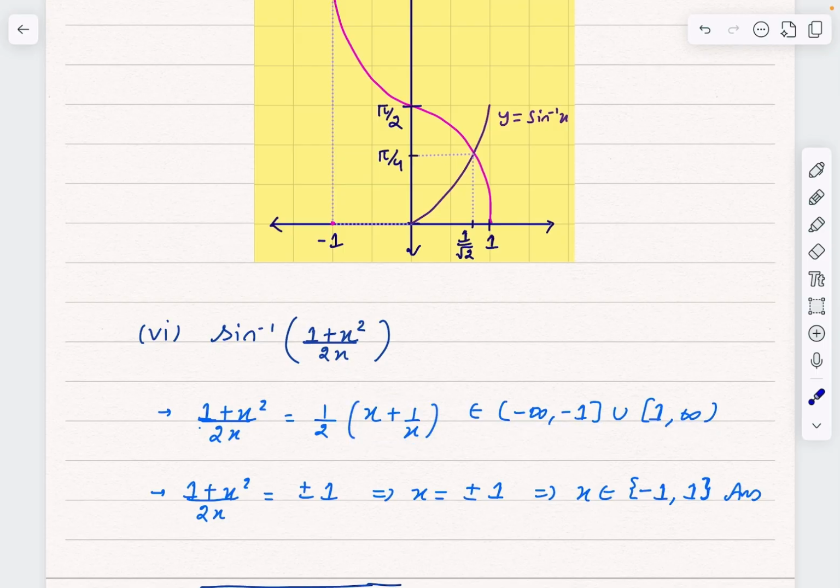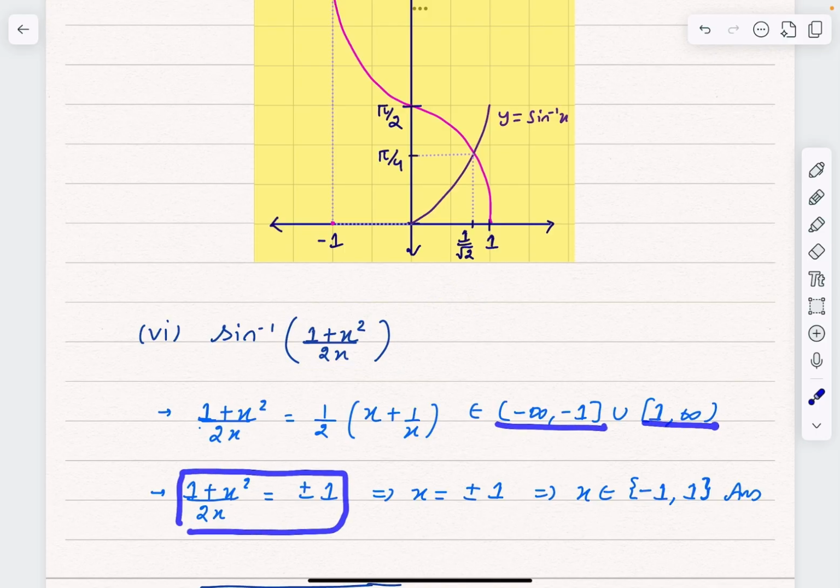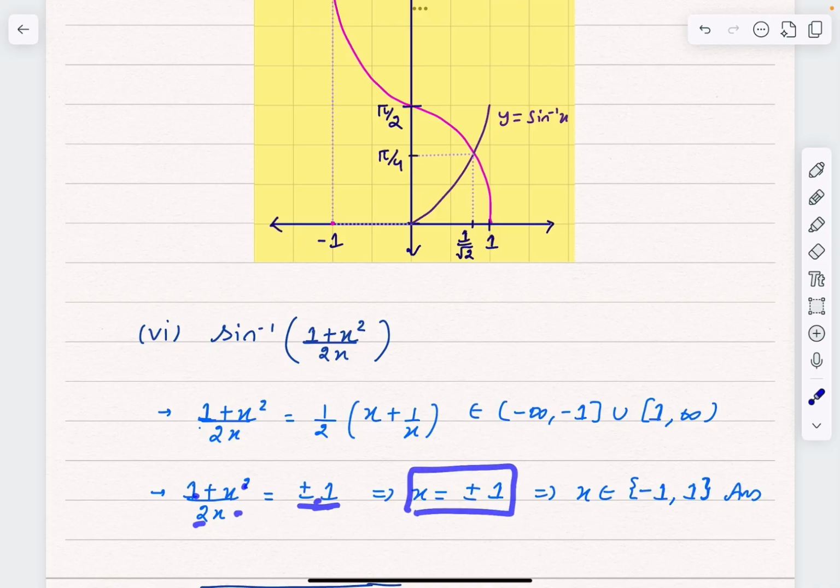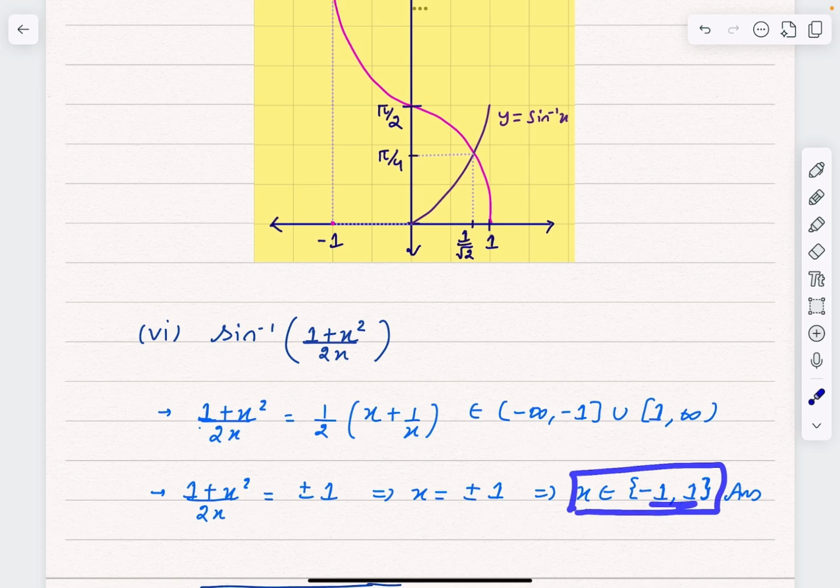And inside sine inverse you can only put plus or minus 1. So this thing should be either plus 1 or minus 1, because nothing else in the range of this thing matches here. So (1 plus x square) by 2x equal to plus or minus 1. When you solve, you get x equal to plus or minus 1. So the domain will be only minus 1 and 1. Only two numbers are there.